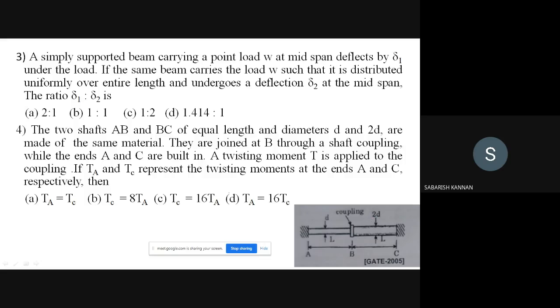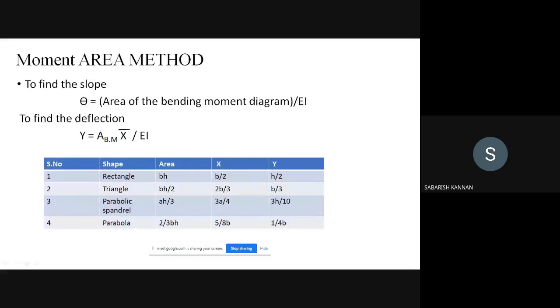So now think about deflection del 1. Del 1 is a simply supported beam carrying a point load W at the midspan. So for a midspan load on a simply supported beam, what is the deflection formula? You just think about the deflection formula. The deflection is WL cube divided by 48 EI. So you just go to that formula session.